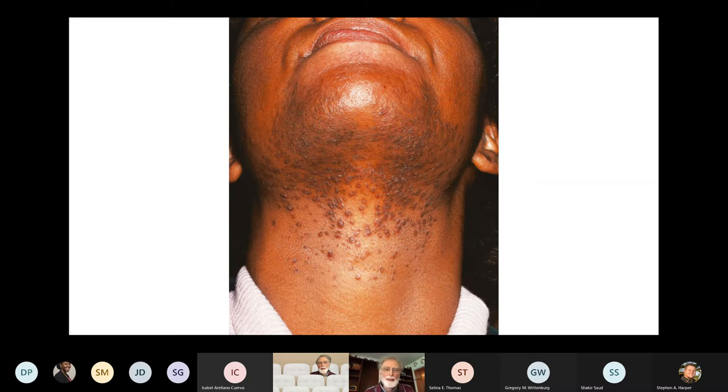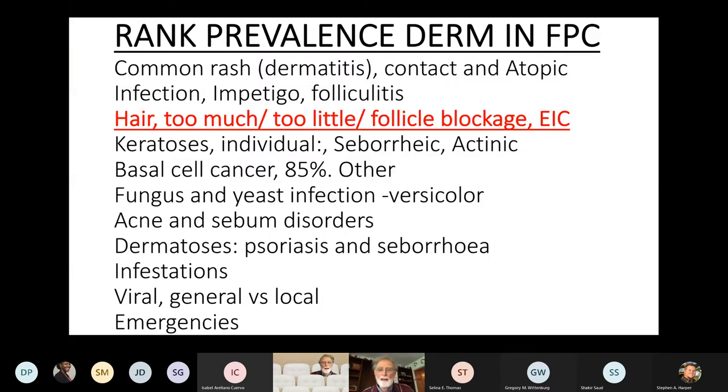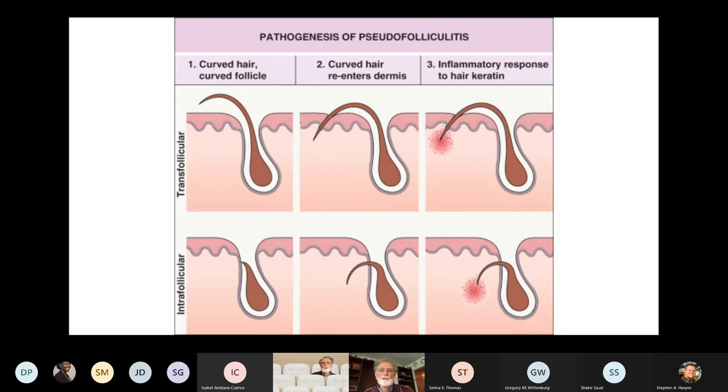So this is not infectious. If this is not infectious, what could it be? Put on your detective hat. We're now into the area of hair: too much, too little, and mechanical blockage. And this is pseudofolliculitis. It's purely a result of the hair curving back into the skin.